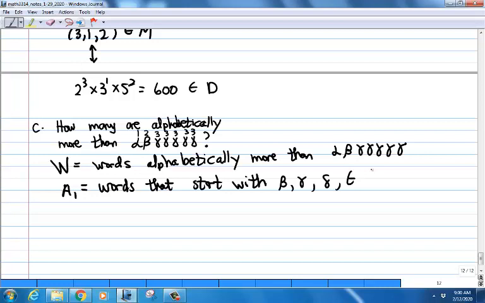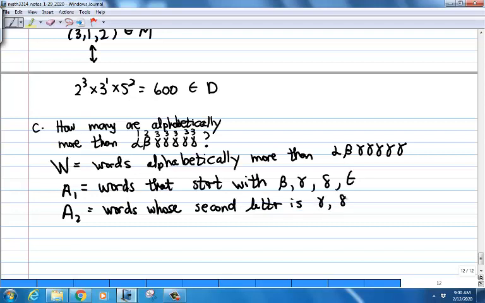So A2 will be words that start with gamma, delta, epsilon. No, wait, it's not words that start with anymore. Words whose second letter is what? Gamma, delta, epsilon. That's supposed to be a delta. So that's definitely part of it, right? What else here?